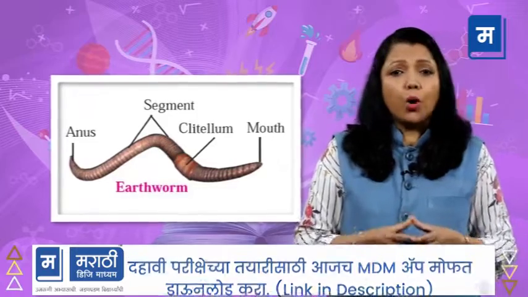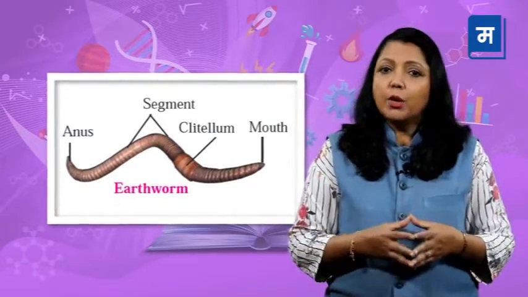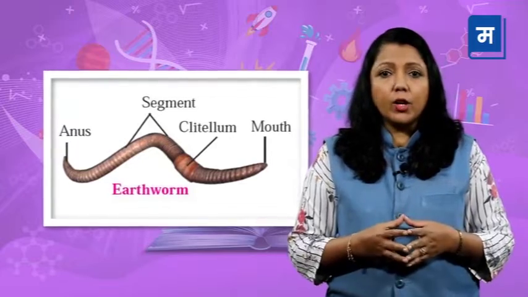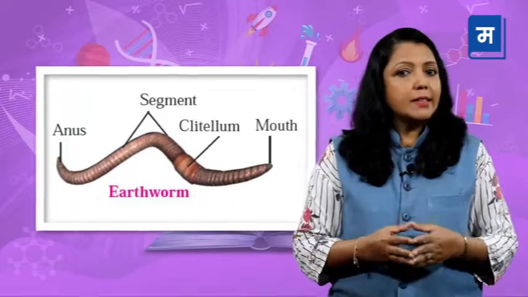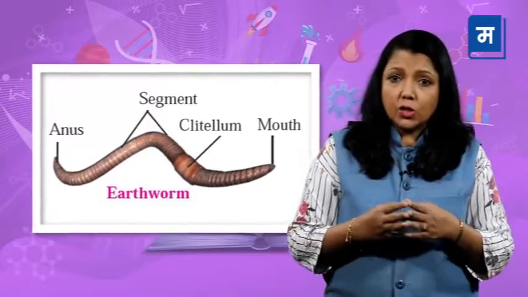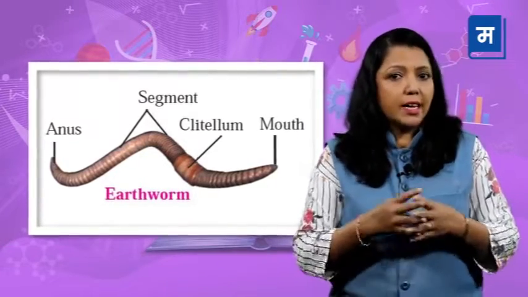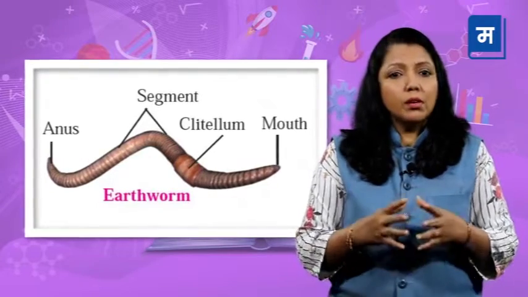Let's revise about body segmentation. If body of animals is divided into small similar units, then such body is called as segmented body. Each small unit is called as segment. For example, earthworm. So dear students, now we have revised about criteria for new system of classification, that is grades of organization, body symmetry, germ layers, body cavity and segmentation.